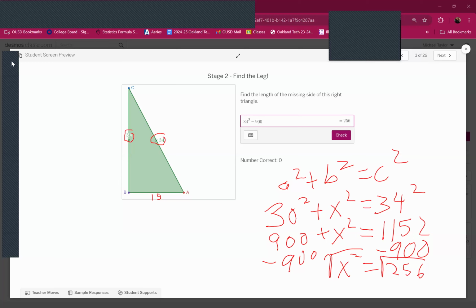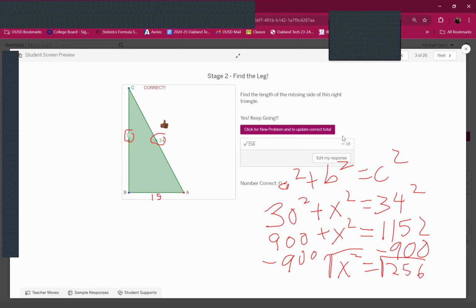and once again, this is a trick that we learned in class. You should have learned in class: if I don't know what the square root of 256 is, I can type in SQR. Watch what happens when I hit T. It turns into a little square root. And then I'm going to say 256, and it's going to tell me, oh, that's 16. So my 15 wasn't a terrible guess. So let's check that. Yes, keep going.